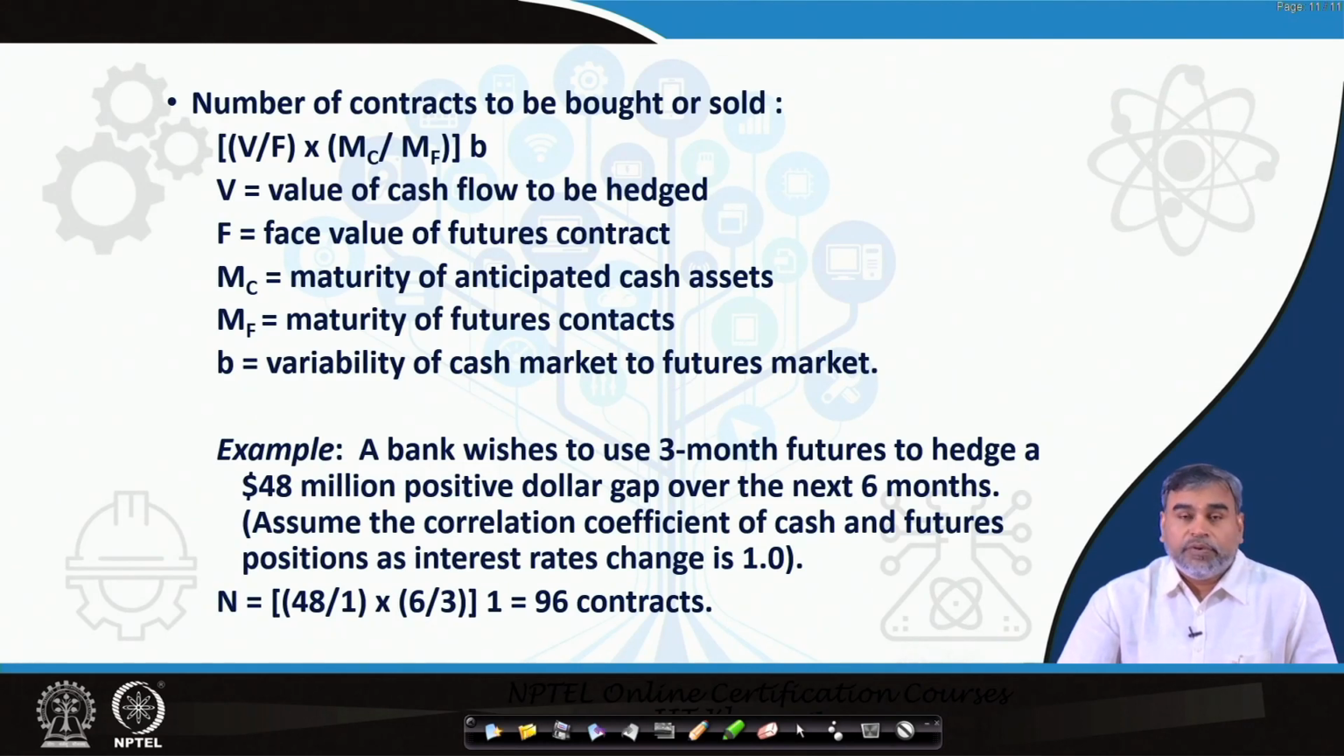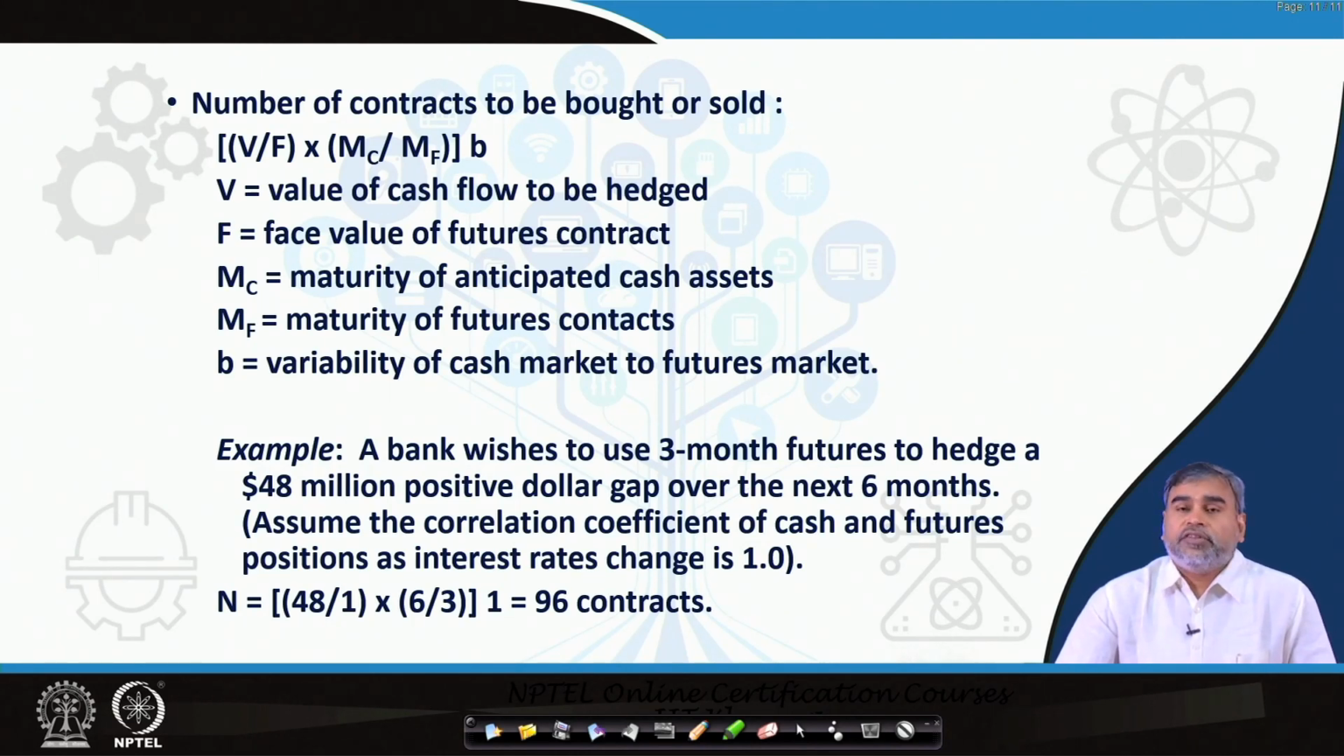So, if a bank wishes to use 3 months futures to hedge a 48 million positive dollar gap over the next 6 months, assume the correlation coefficient of cash and future market is 1, then the number of contracts to be hedged is: 48 million is the value of the cash flow, 1 million is considered the face value of the future contract, 6 is the maturity period of the cash asset, and the maturity of the future contract is 3 months. Then 48 by 1 into 6 by 3 into 1 gives 96 contracts. The number of contracts which has to be hedged out against interest rate risk in the market for the 48 million dollars is 96 contracts.